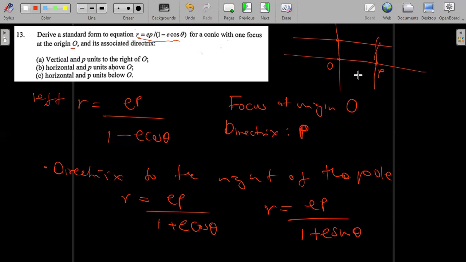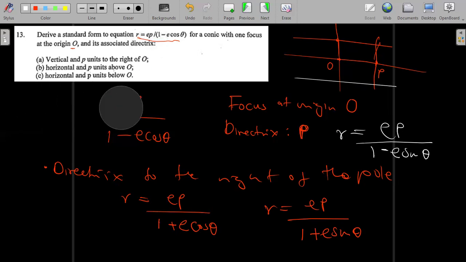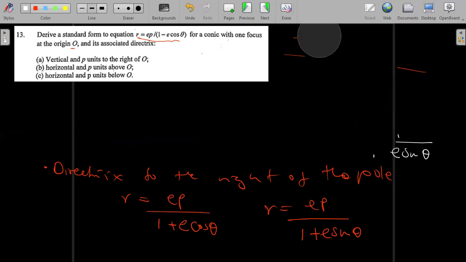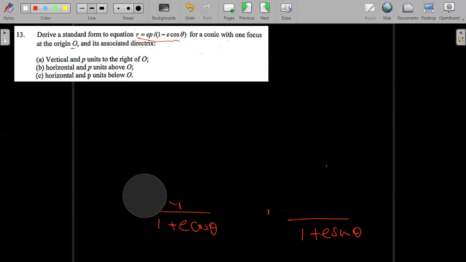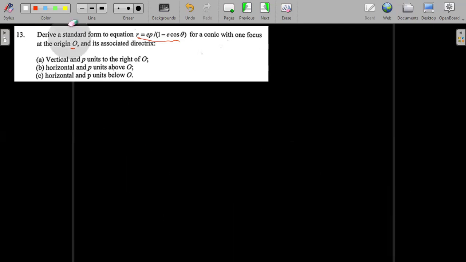Then I'm sure you guessed it right from here: if it's down like this, below the pole, then r is going to be ep over 1 minus e sine theta, because it's down, it's minus since it's in the negative region. So these are the standards that you now have. From here, there's not much derivation going on, you're just going to write that equation depending on the statement they've given you, from these that we've just listed down and learned.